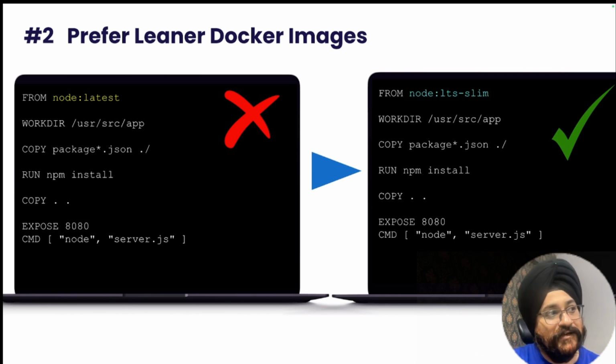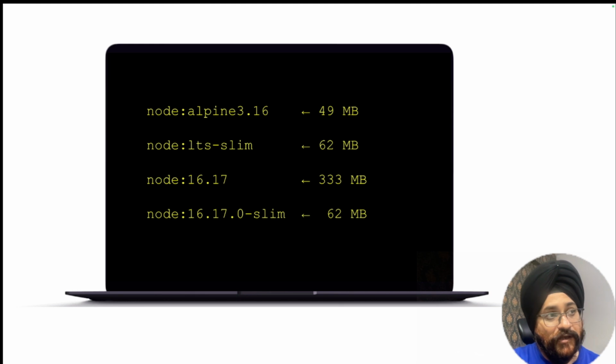In this example, on the left hand side you see node latest, which might be around 600 to 700 MB in size, whereas the node LTS slim is a slimmer version, which means that you only pick up the software which you require for your application. You can see here that if I pick up, say, 16.17, it is about 333 MB, whereas the slim version is just about 62 MB. Now, ensure that when you pick up a slimmer version, you have the prerequisites, or at least the minimal packages, which you require for your application.